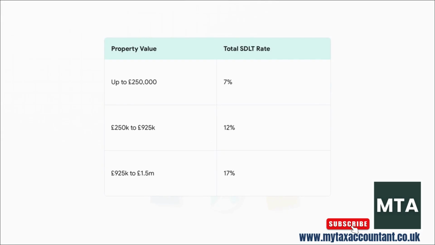Non-residents face an extra 2% stamp duty surcharge, which is basically bolted on top of any other rates you have to pay. The impact is huge. For instance, if you're buying an additional property worth £300,000, you're suddenly looking at a total stamp duty rate of 12%. That's a major upfront cost you have to factor into your budget.